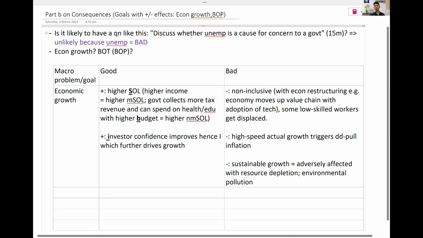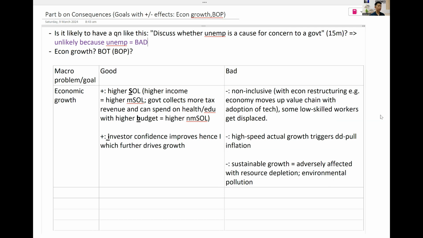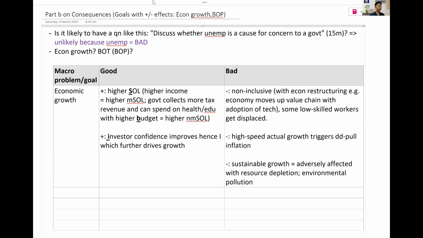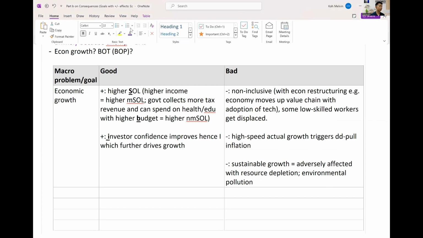When we talk about economic growth, it can be good, it can be bad. And you should not be a stranger to this. In your notes, there should be a section on how growth could be good, how growth could be bad. If you cannot find it, let me know. I'll give you some supplementary notes. But if you have it, you don't need supplementary notes. Okay?